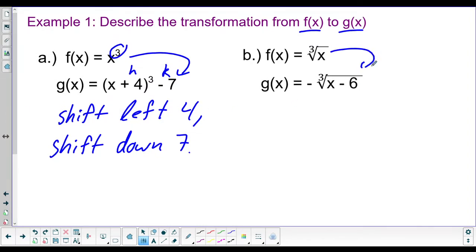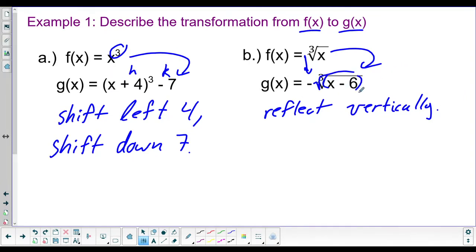Let's look at this cube root one. Well, now we have a negative in front. So that means our a has changed sign, so it's going to flip. So we're going to say reflect vertically. And this is inside this function with the x. So this minus 6 is an h value. Normally negative 6, negative would be left, but remember h is reversed. So we're going to go right 6. And we should probably say shift. So there's our transformations. They work exactly like they did yesterday.